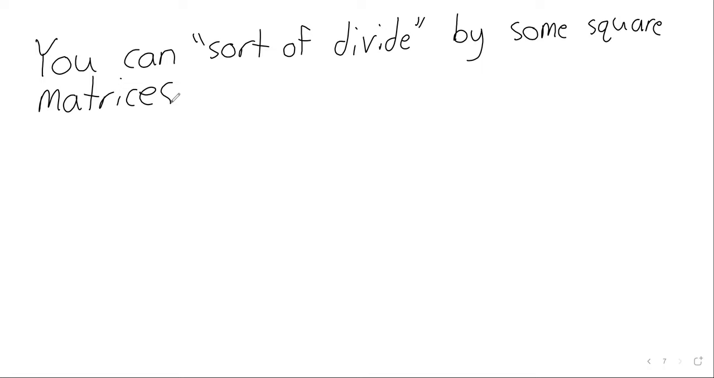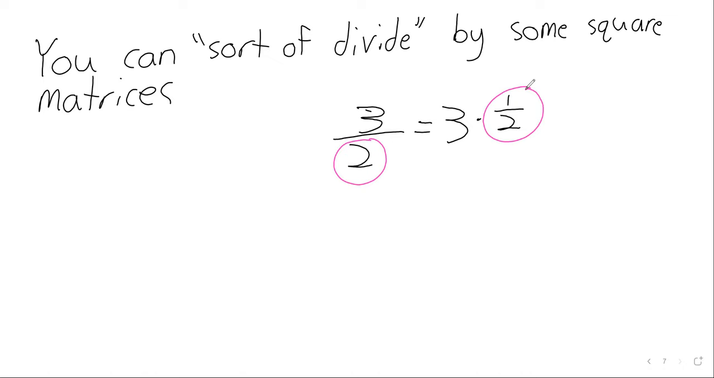Think about what division of real numbers is like. If you have 3 divided by 2, you could think of this as multiplication. This is 3 times the fraction 1/2. So we can always think of division in those terms. And the relationship, dividing by 2 is the same as multiplying by 1/2, the relationship between these is that 2 and 1/2 are multiplicative inverses. You multiply them together and you get 1.